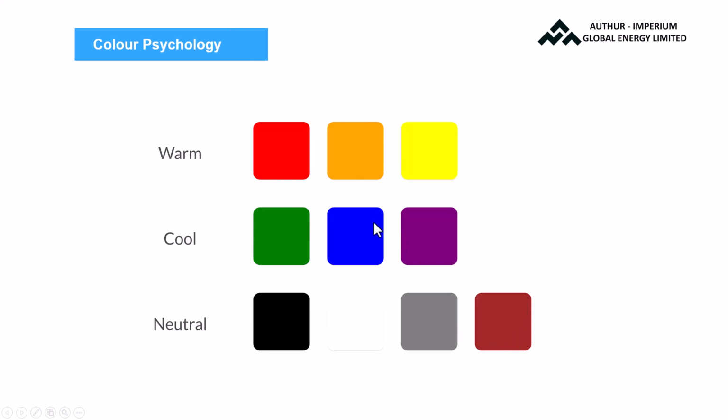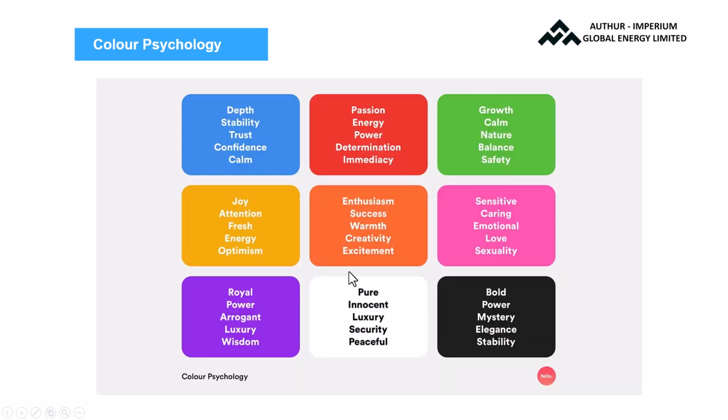So if you're working on a design and they say the colors are too warm, it means you should maybe mix it with some green, blue, and some of these cool colors. If the colors are too cool and they ask you to make it a bit more warm, then you go for red, orange, and yellow. If you're asked to make the colors neutral, you're using black, white, gray, and brown.